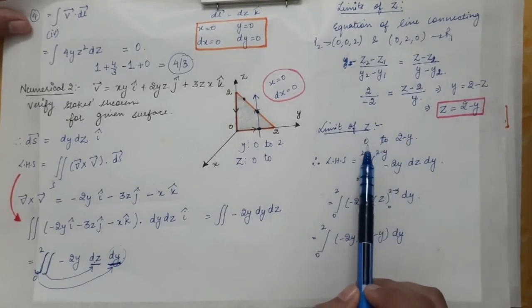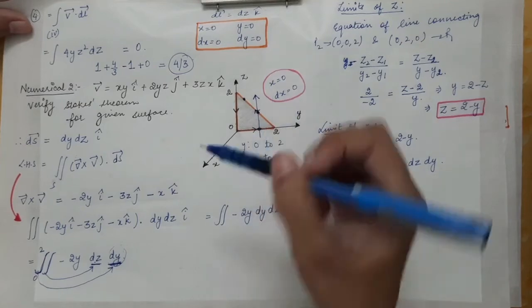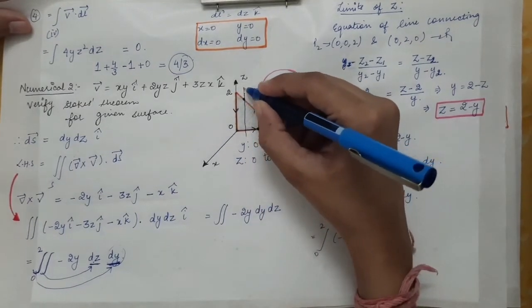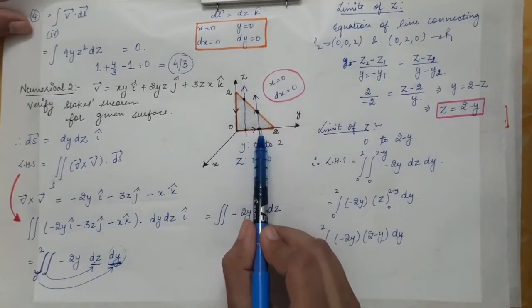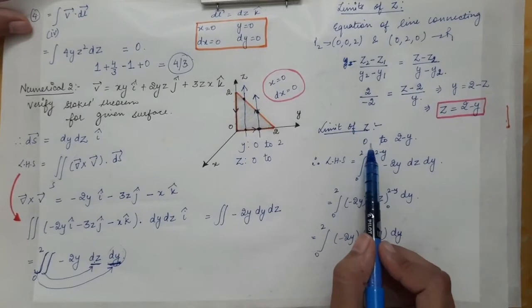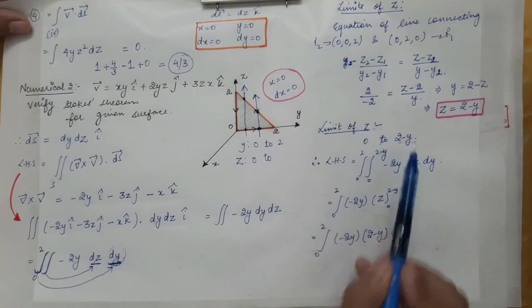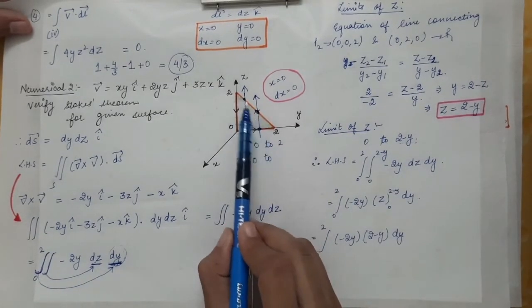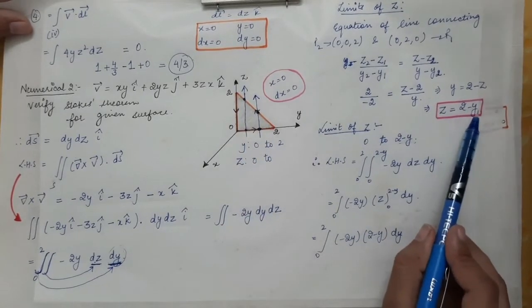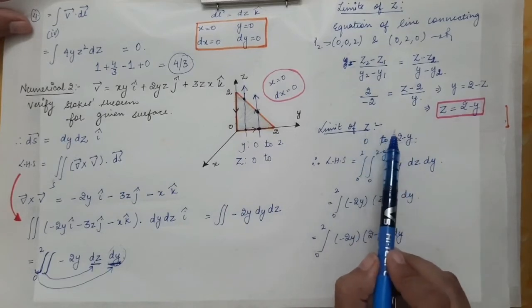So z will vary from 0. On this vertical line we have drawn, the lowermost point is at 0. It will always remain at 0. For example, if you draw another line like this, this line also cuts at 0. So the lower limit of z will remain the same, and it will go from 0 to 2 minus y. The upper limit will be different for each line, and it will be given by 2 minus y. So now z is varying from 0 to 2 minus y, and y is varying from 0 to 2.